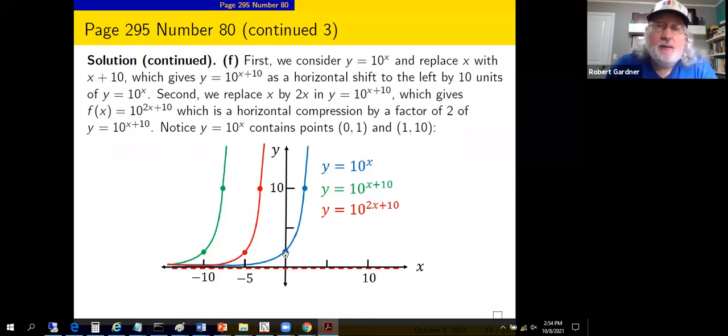This is where the key points come in useful. So this point at (0, 1) has gone to the point (-10, 1). It's moved to the left 10 units, that transformation.